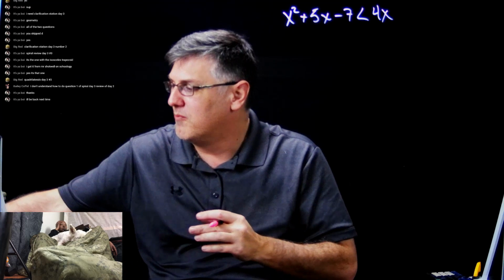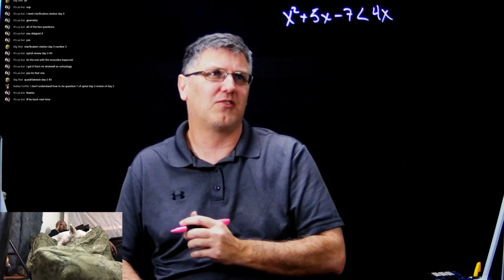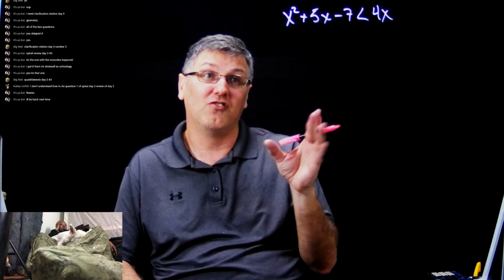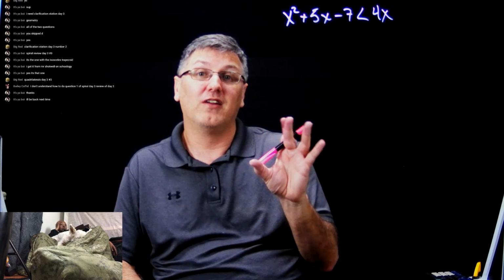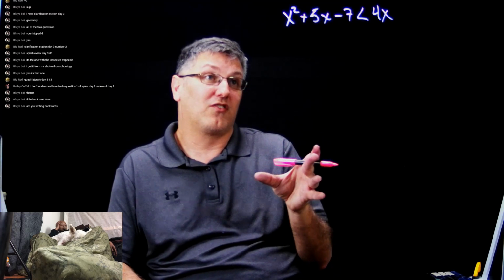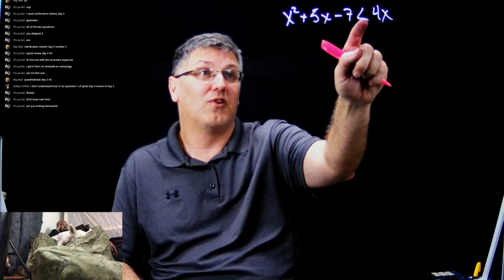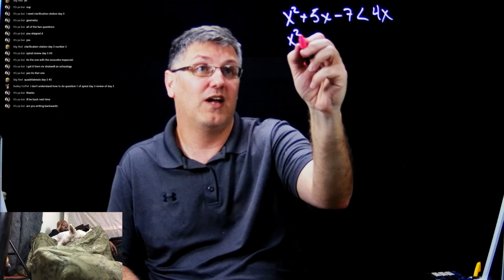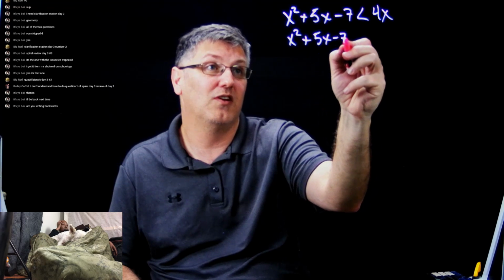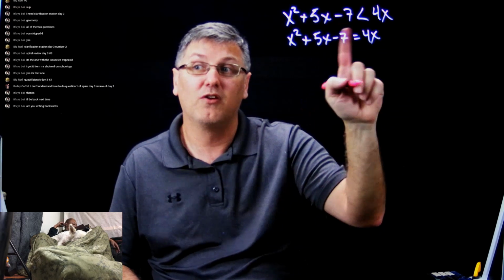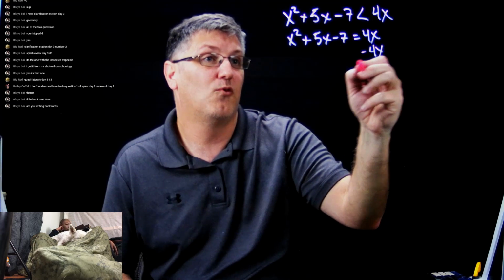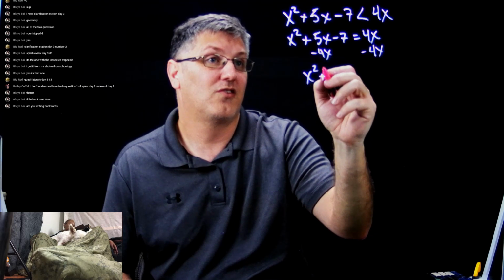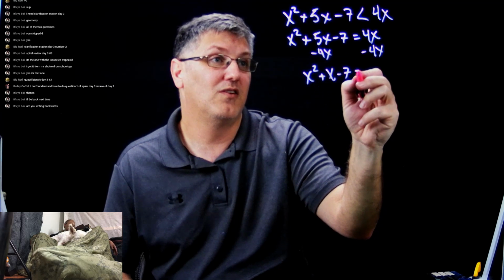So the first thing we're going to do, if you watched the last live stream, I was talking about Dr. Lowe's method to solve a quadratic. I may use that here, or I may just use one of the other techniques. But I did say that you always have to have a quadratic set equal to 0. In this case, I'm going to ignore this less than symbol for right now, and I'm just going to change it to an equal sign. And I'm going to have x squared plus 5x minus 7 equals 4x. I'm then going to get everything set to one side by subtracting 4x from both sides, and I have x squared plus x minus 7 equals 0.